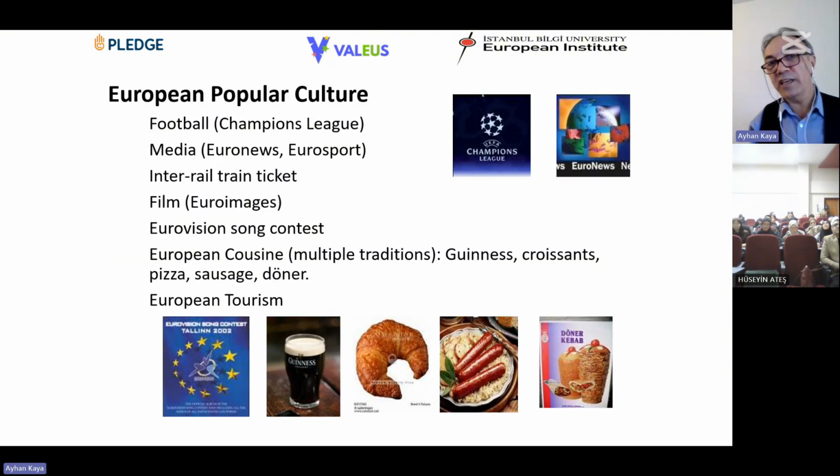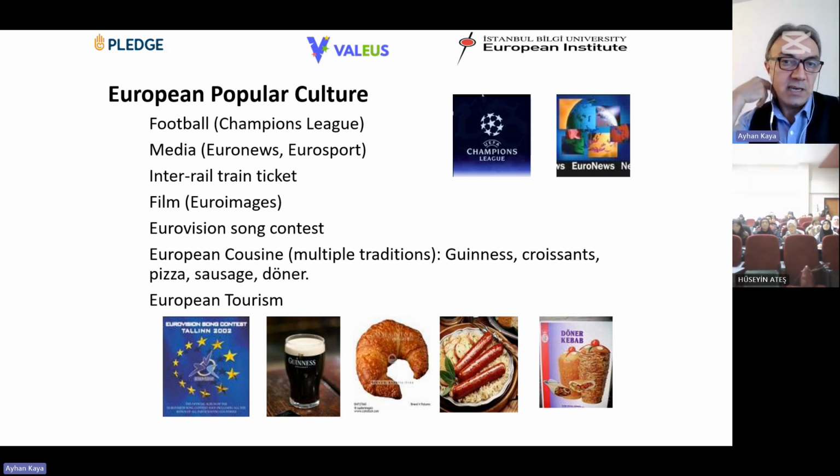And then culturally, you can also talk about several different European elements. Football, I'm into football. I like watching Champions League, for instance, and always following the music. Or European media, Euronews, Eurosport, Interrail, film, European film industry, Eurovision Song Contest. Unfortunately, we cannot attend the Eurovision Song Contest lately. I was a big fan of Eurovision Song Contest. But this is also a very important matter for the construction of this Europeanness, European idea.